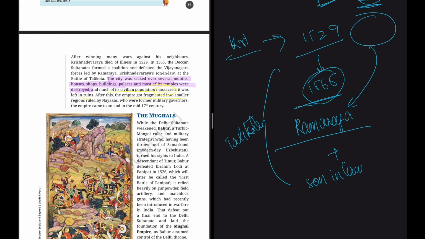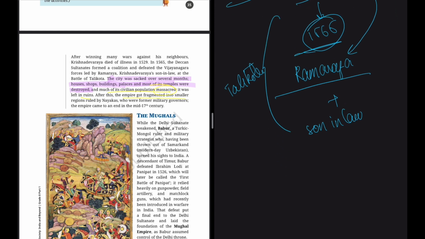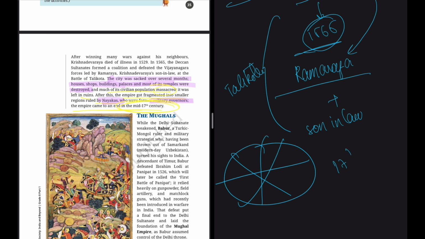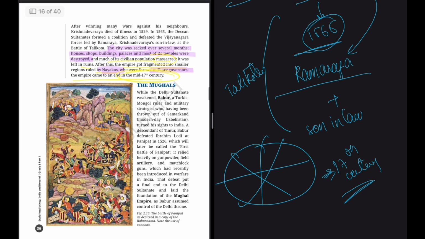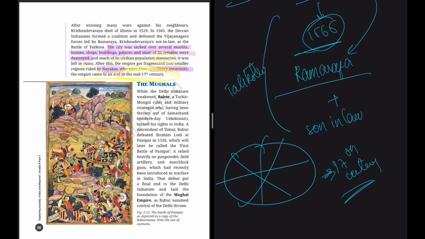After this, the empire got fragmented into smaller regions. The empire was very vast, and after the invasions, it was fragmented into many parts and ruled by Nayakas, who were the former military governors, and the empire came to an end in the mid 17th century after a great loss of life and property. So with this, we have completed the Delhi Sultanate as well as the Vijayanagara Empire.